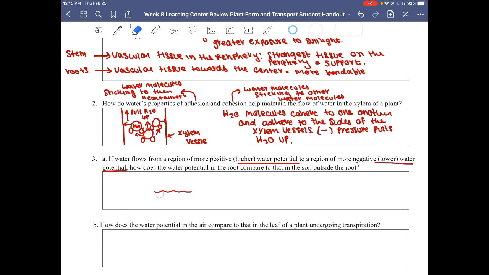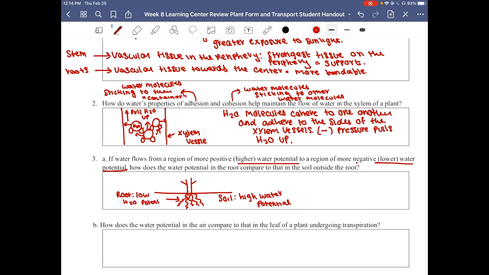So here's the soil. There's our plant. So the water is going to go from the soil to the root.